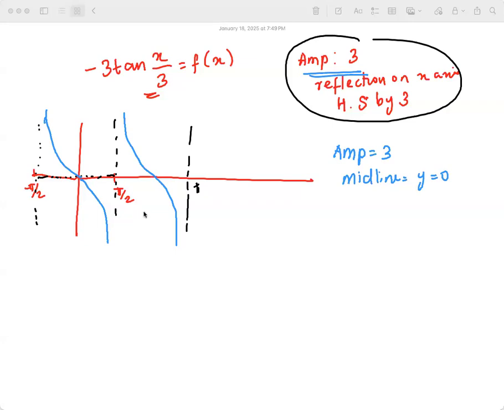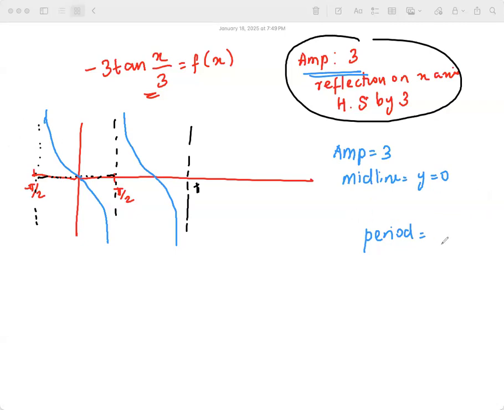Amplitude, midline. Let's talk about asymptotes and then the period. That is quite important for us to draw the graph, right? Asymptotes we already found out, right? Asymptotes are at minus pi by 2, let's first do it for one period, and it moves on like that. So that's fine. Now, period. What is the period of this graph? Here there is a problem, right? Once we have the period, then we can plot the asymptote.